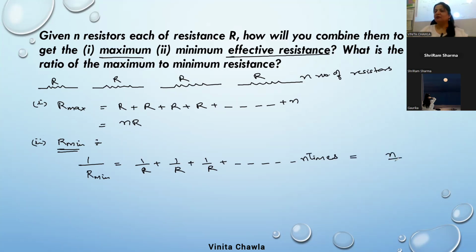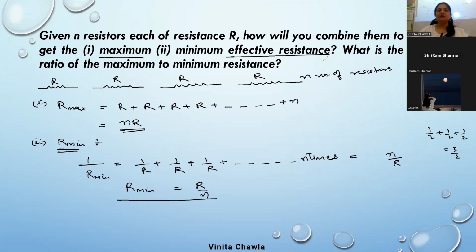What should I write? N by R, because we are adding n times. Just like if you have 1 upon 2 plus 1 upon 2, and add it 3 times, you get 3 by 2. So if you add 1 by R n times, you'll get n by R. So R minimum is, take the reciprocal again, R by n. So this is the minimum resistance and this is the maximum effective resistance.